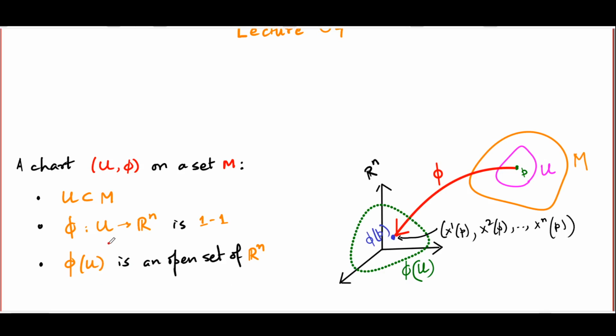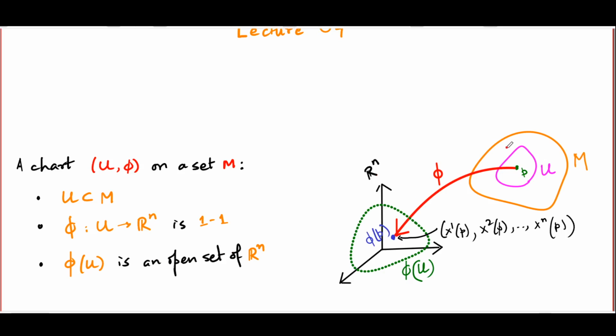Since phi is one-to-one, if you were to restrict its range to phi of U, that is, think of it as a map from U to phi of U, it becomes an invertible map. An inverse map, phi inverse, carries the point of phi of U back to the set M, in particular back to the point in the subset U of the set M.